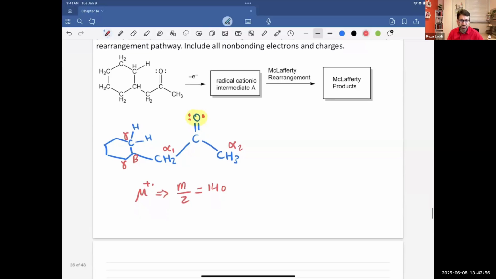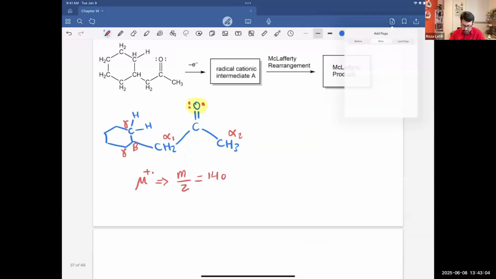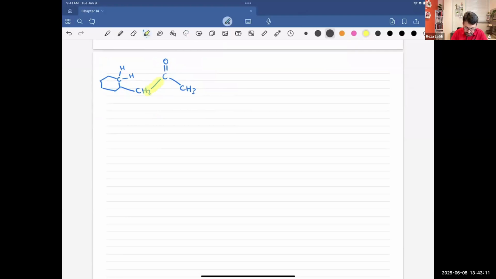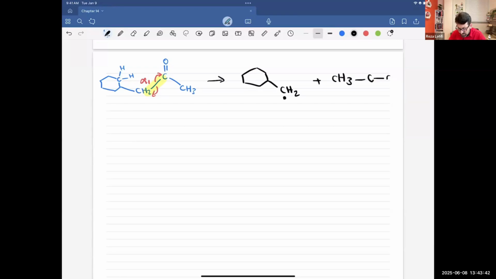Okay, next step, we can have alpha cleavage. We can have two of them, and also we can have the McLafferty rearrangement. Let's practice them one by one. So what will happen if we go through alpha cleavage, and let's say we decided to break this bond. If I break this bond, one of these electrons will be given to the carbonyl, and that one will be given to CH2. So I will get two species: a radical, which is CH2 with one electron on it, plus CH3 attached to the carbon attached to oxygen. Remember, oxygen has only 3 electrons on it, and that's the reason we call it a radical cation.